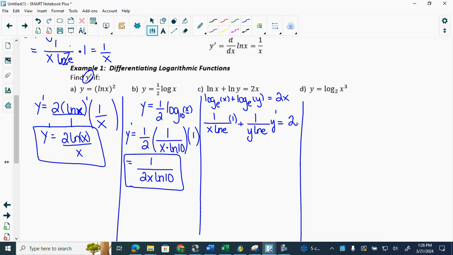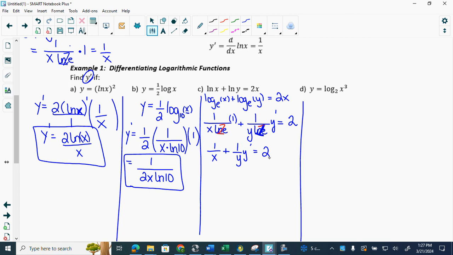So we're going to simplify this because ln e is just 1. Thanks, board. 1 over x plus 1 over y prime equals 2.